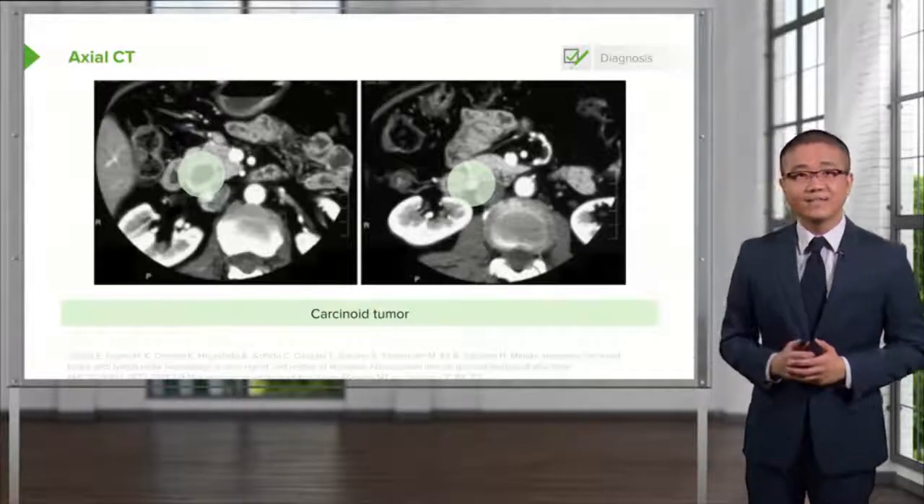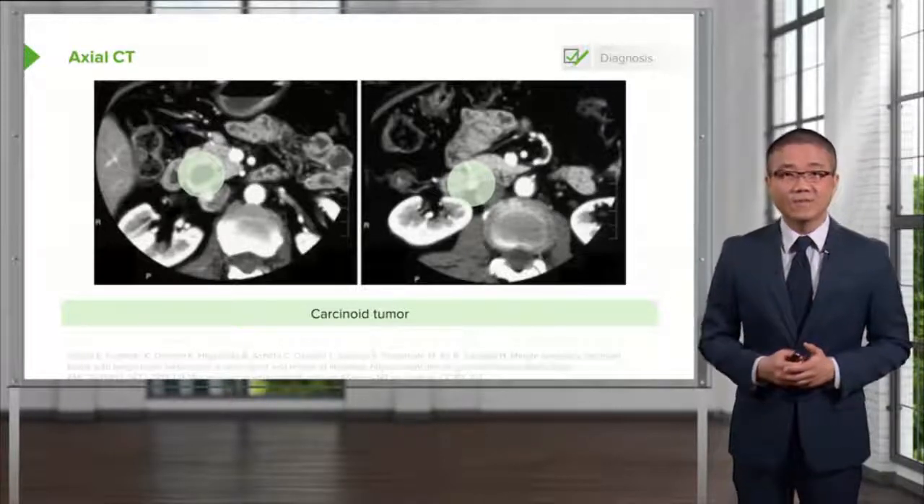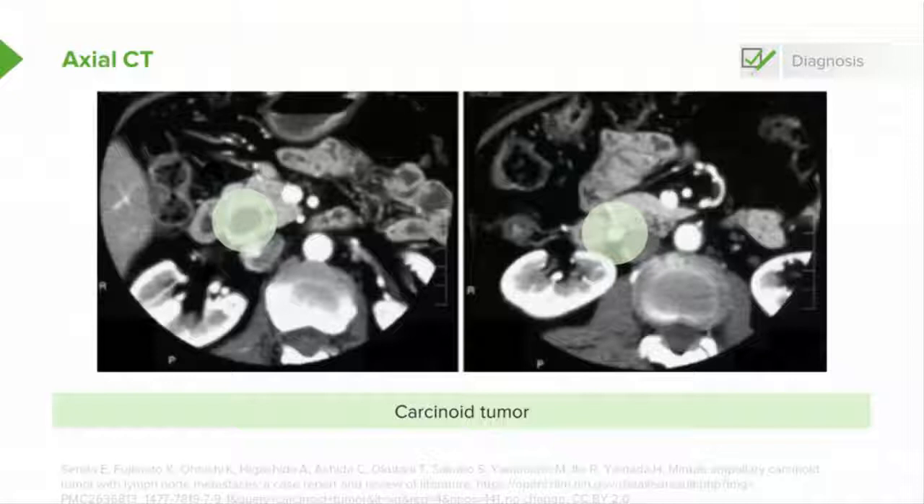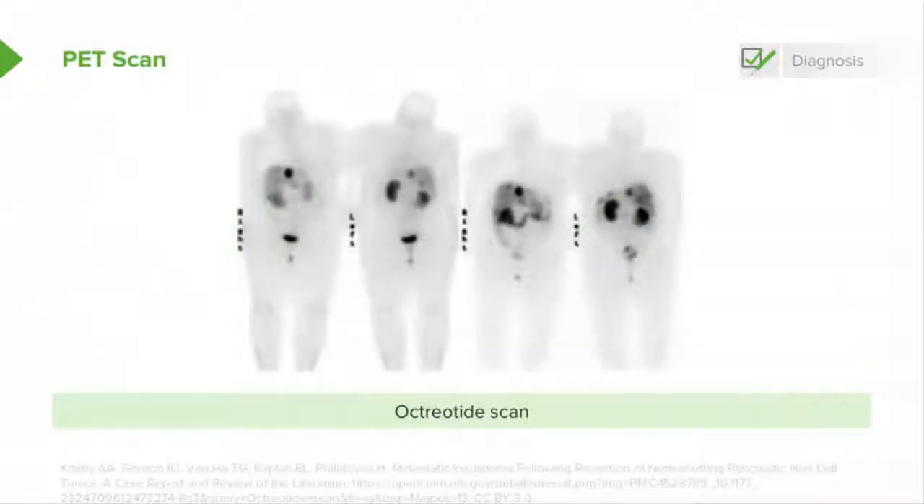Here's an axial cross-sectional CT demonstrating potential locations of carcinoid tumor. You'll notice in the highlighted circles areas of the small intestines that may contain the tumor. Sometimes octreotide scans are also helpful to delineate where exactly the carcinoid tumor may be.